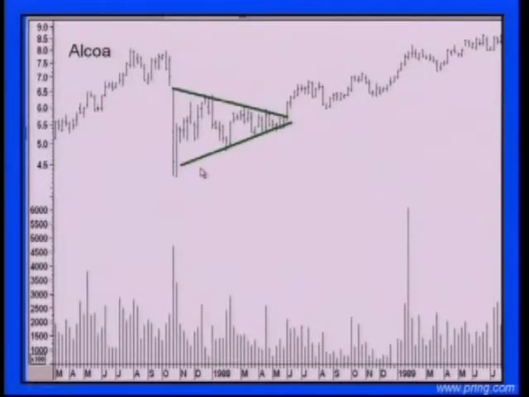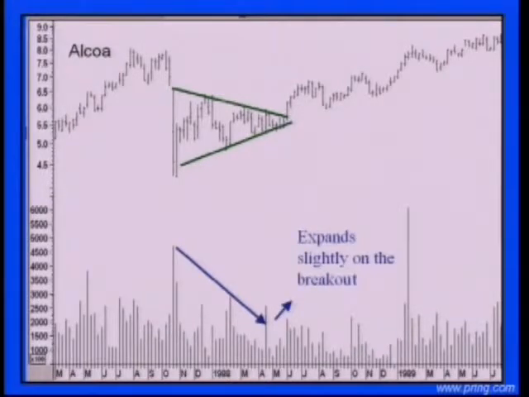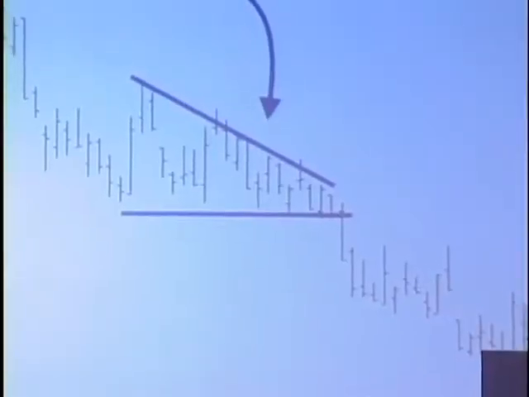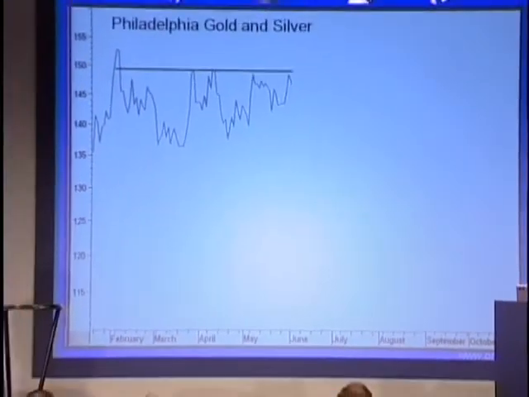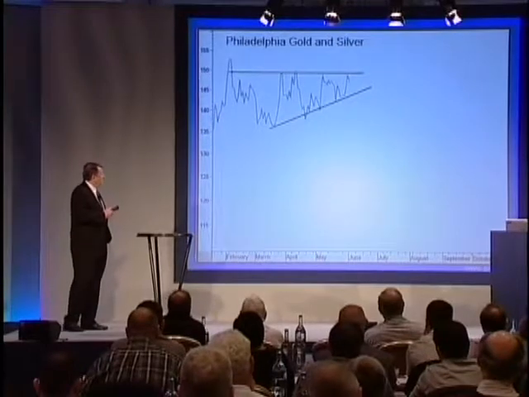So here's an example of a triangle with Alcoa, and it's a symmetrical triangle. And you can see the volume is declining during the formation and expands slightly on the breakout there. Here's an example of copper, a right-angled triangle breaking to the downside, and a consolidation pattern. And here we have the Philadelphia Gold and Silver Share Index, and you can see that it's forming a reasonably good ascending pattern here.